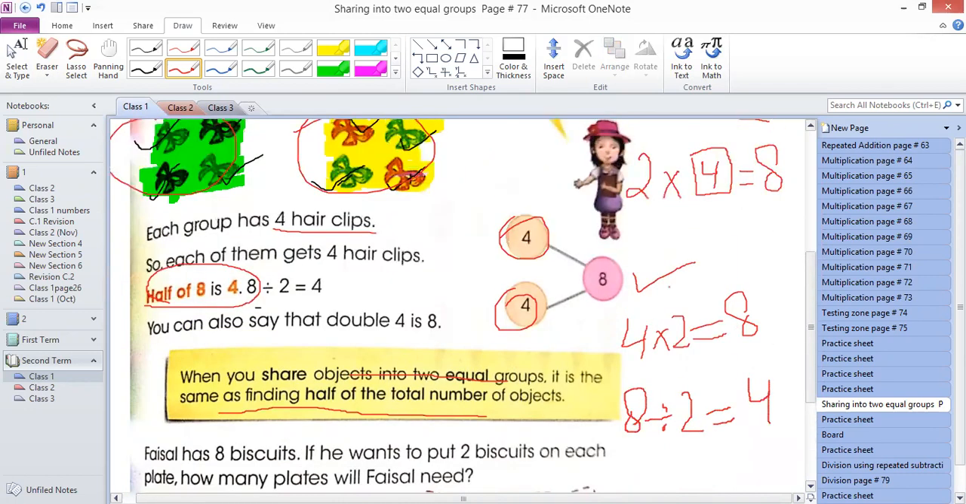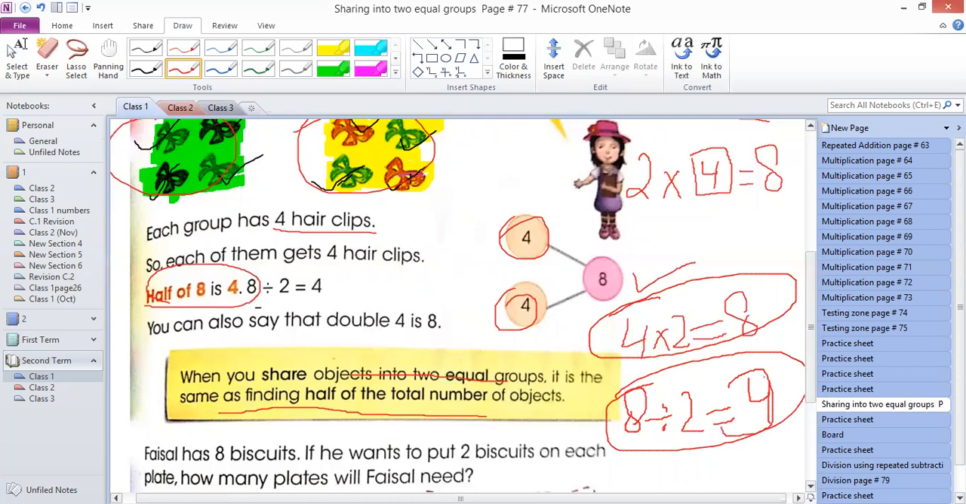So guys, double and half are opposite to each other. I find the half of 8, which is 4. If I take the double of the answer, again I will get the same answer, 8. 4 times 2 is 8. If I find the half, I will get 4.